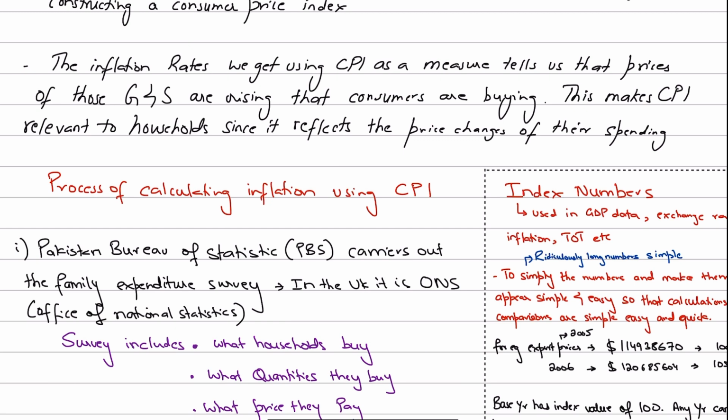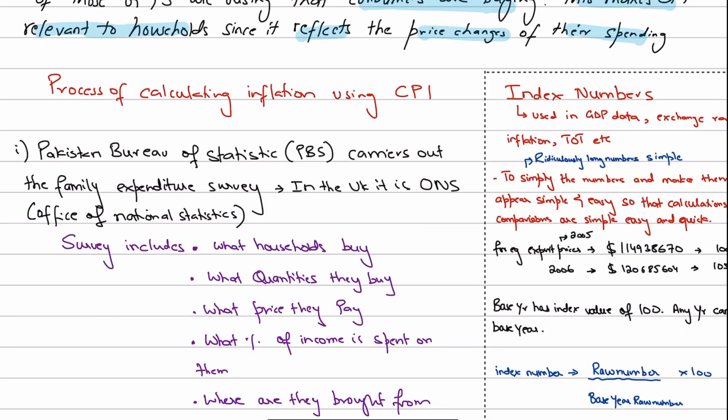So, what we are trying to say is that the inflation rate that we are calculating using the CPI as a measure is telling us the prices of those goods and services that consumers are actually buying, which are rising because of inflation. And that exactly makes the CPI relevant to households because it is reflecting the price changes of their spending. That is the spending of an average consumer. Now let's see, how do we construct a consumer price index?